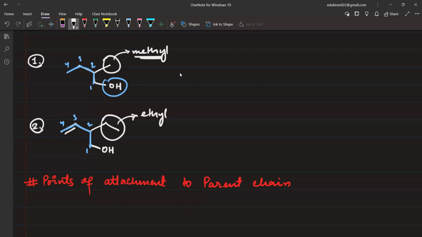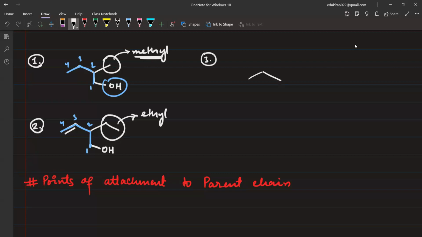We will start from the functional group, then we will look at unsaturation and then choose the parent carbon chain. Whatever remains is the substituent. Since it has 2 carbons, it's ethyl. Okay, got it? Now, one more case I will tell you.